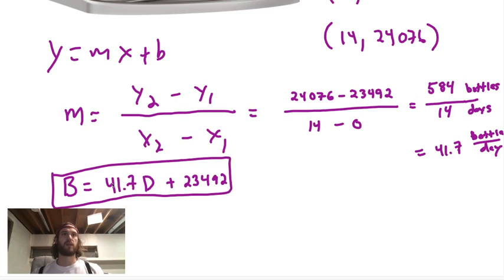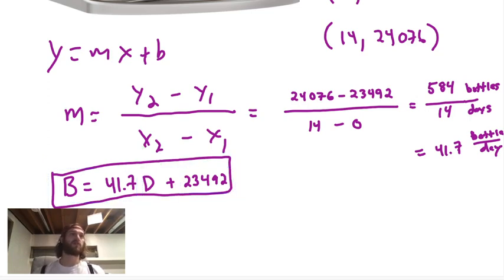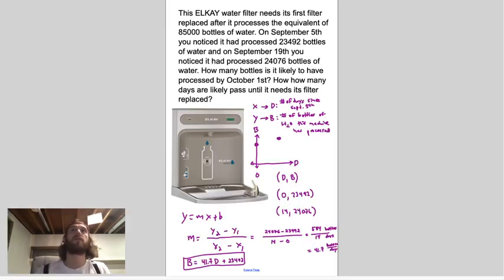Why is it doing that? I'm trying to select. Aha! All right. Now let's go to the next page. Well, now we get to answer the next questions. This is exciting. The next question said, how many bottles is it likely to have processed by October 1st?